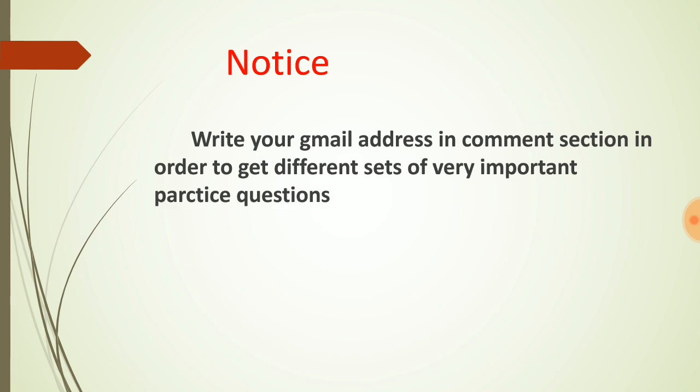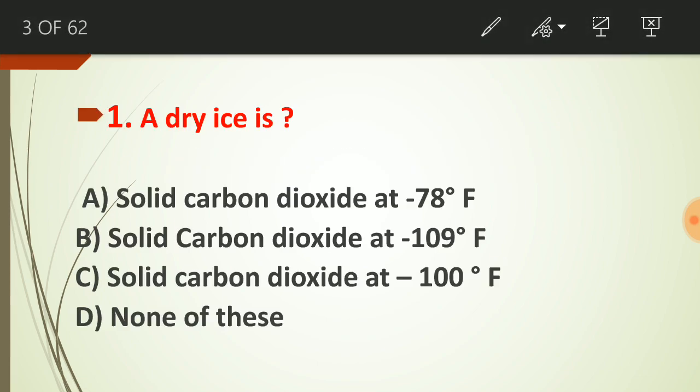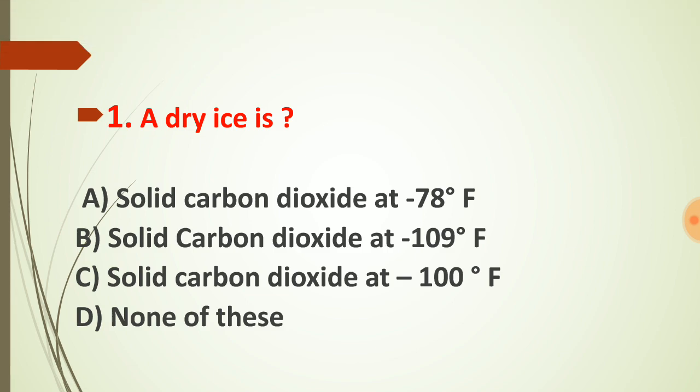Now let us move to our first question. Dry ice. What is dry ice? We know that dry ice is carbon dioxide, solidified carbon dioxide. When carbon dioxide is cooled to minus 78 degrees centigrade, then it becomes dry ice. The name of that substance is called dry ice.